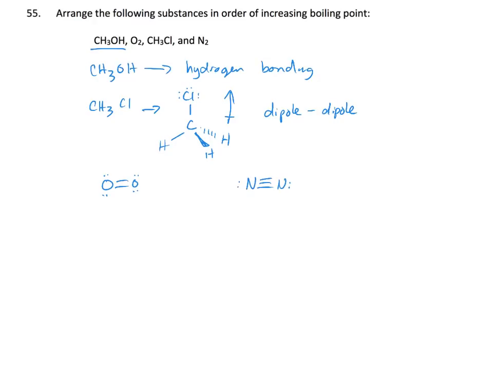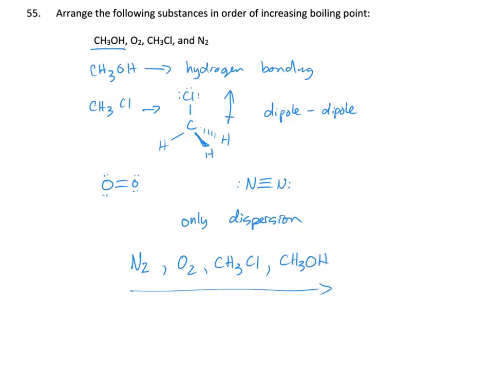And the difference between these two has nothing to do with the fact that it's a double bond or a triple bond. What we look at here is the total number of electrons in the compound, because both of these have only dispersion. And dispersion forces get stronger the more electrons the compound has. So O2 has more electrons than N2, so O2 will have a higher boiling point than N2. So starting from the lowest to highest, it would be N2 first, O2 second, CH3Cl next, and then last methanol, increasing in that direction.